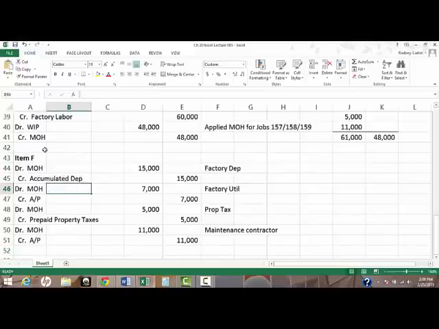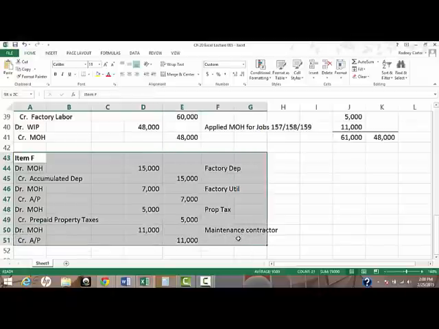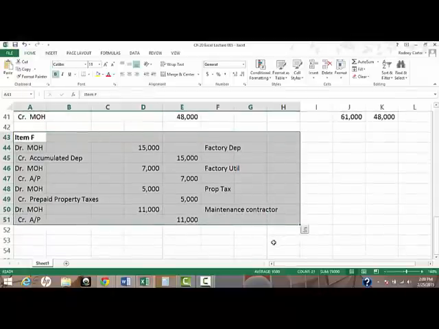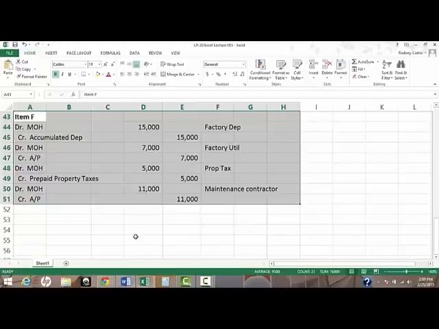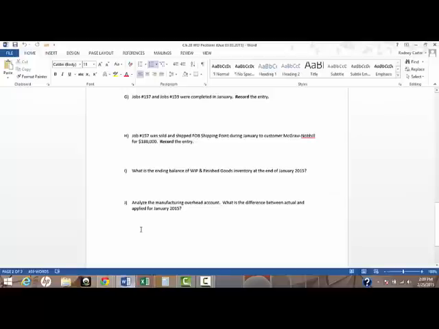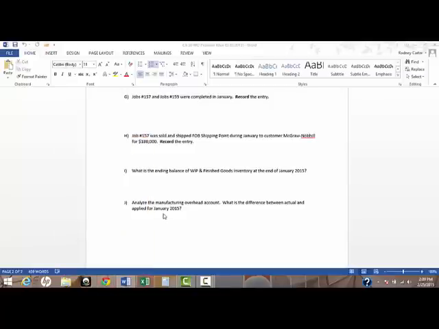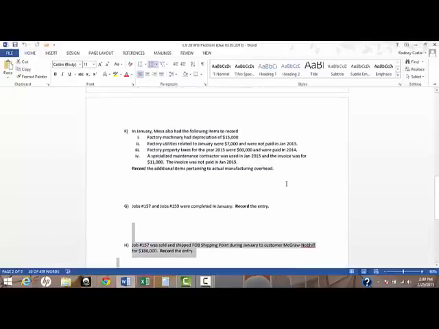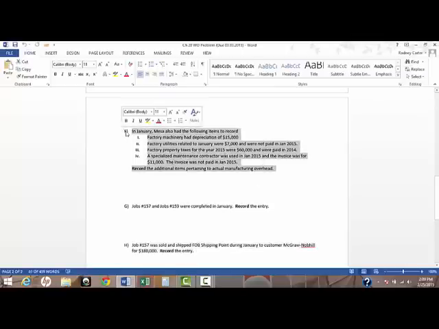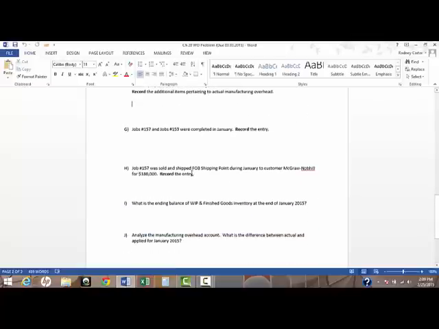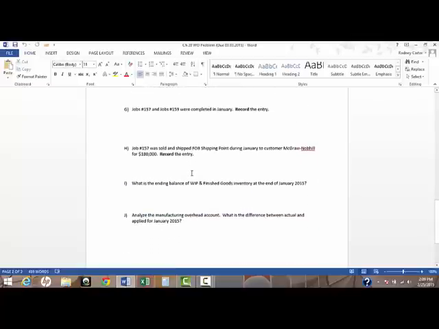Section 006 did not complete item F, but I have included it on my PDF that I've posted online for you to use and help with this problem. So we will start with item G. You can reference the PDF for the information related to item F. Item G asks us to complete jobs 157 and 159.